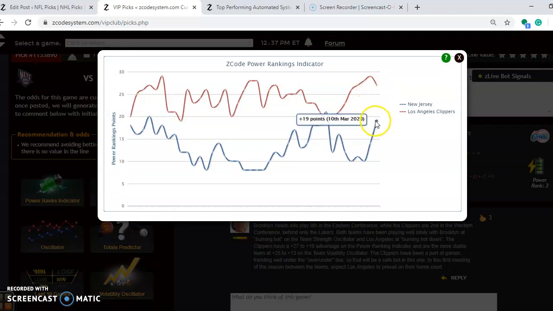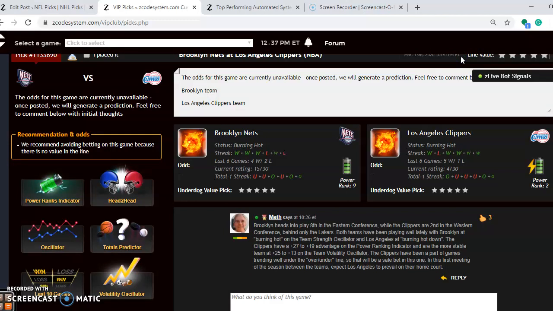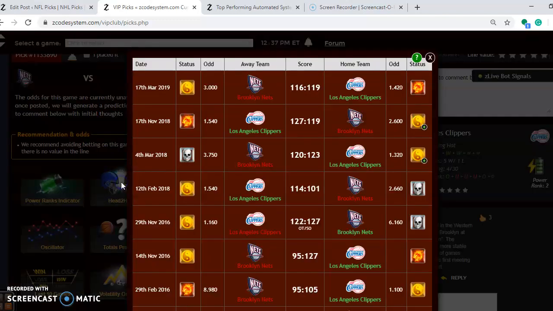You look at the power ranking indicator. Clippers are at plus 27. New Jersey is on the rise. They were at plus 10 just 5 days ago. They're up to plus 19, so they're definitely playing a lot better ball as of late. You look at the head-to-head matchups. You can see the two teams have not yet played this season.